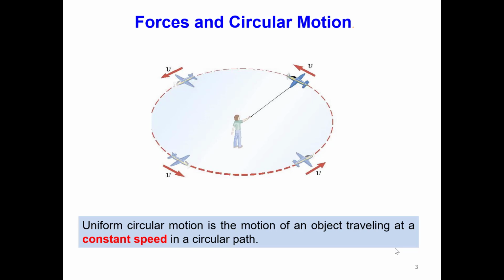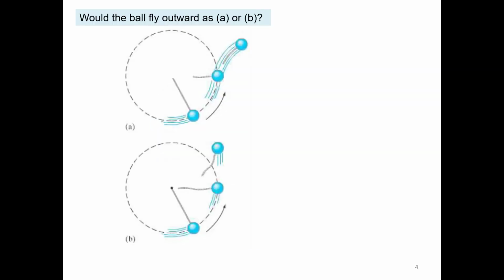Now we are going to describe circular motion and what is the force that keeps an object in a circular path. Uniform circular motion is the motion of an object traveling at constant speed in a circular path. Then what happens if the rope breaks in this case? What happens if the rope breaks?